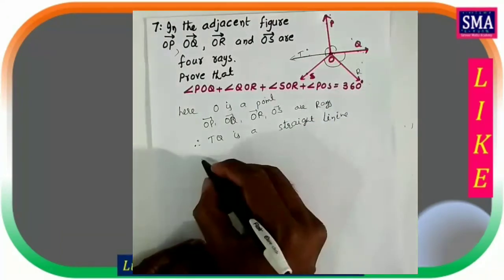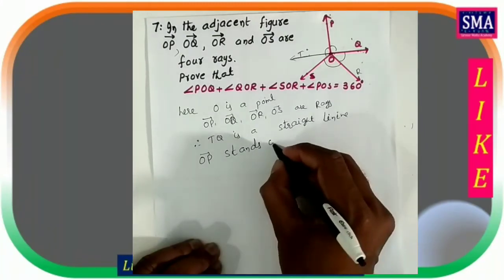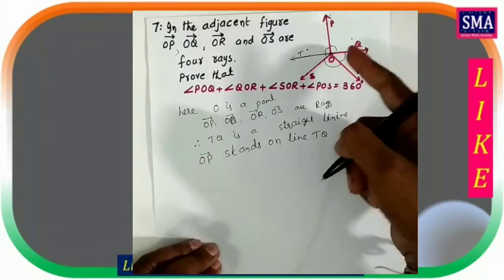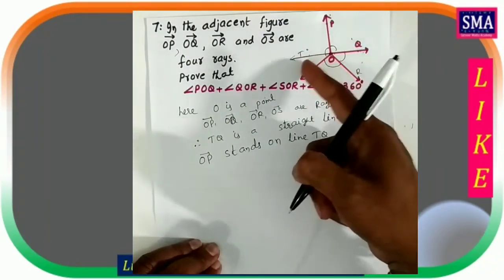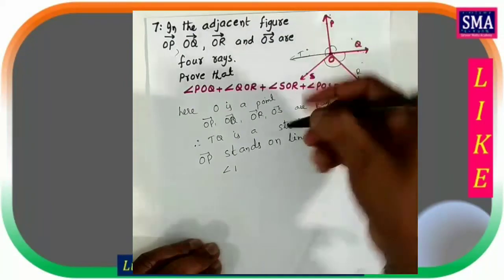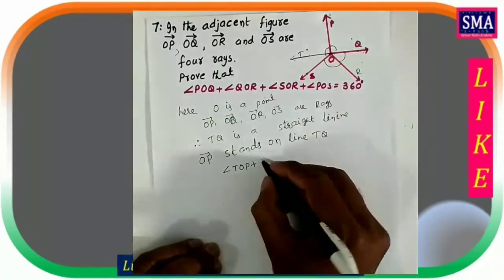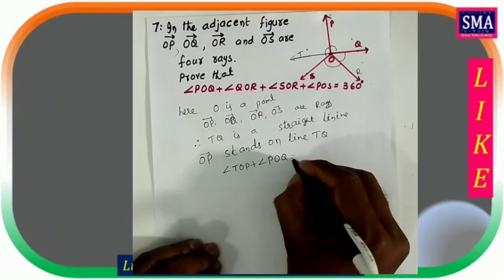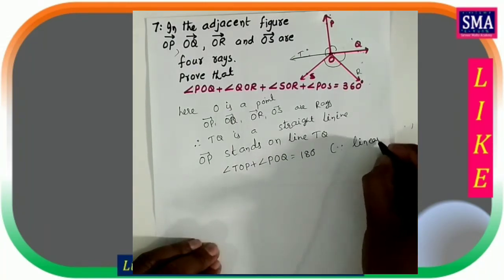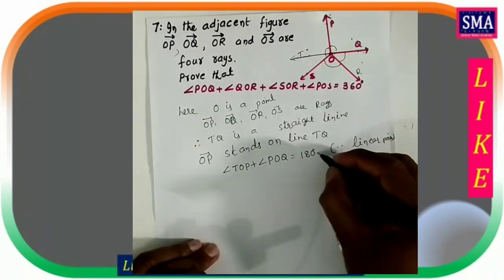Next, ray OP stands on line TQ. Therefore, angle TOP plus angle POQ is equal to 180 degrees because they form a linear pair. This is equation 1.